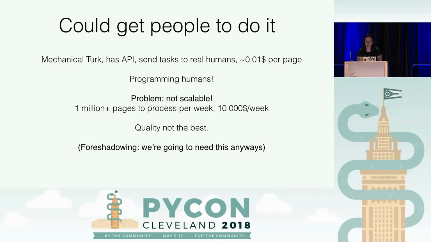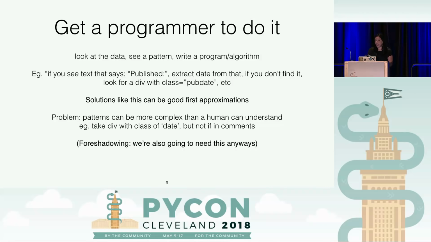That's kind of cool. The problem is, that's not really scalable. Let's say you process 1 million-plus pages per week. That's like 10 grand per week. Clearly that doesn't scale. And the quality is not always the best. I mean, for 1 cent per page, I'm not putting in my best effort either, right? Probably neither would you. Some foreshadowing, we're going to need this anyways. Not to insult Mechanical Turk, a lot of them do a great job, but sometimes there's issues.